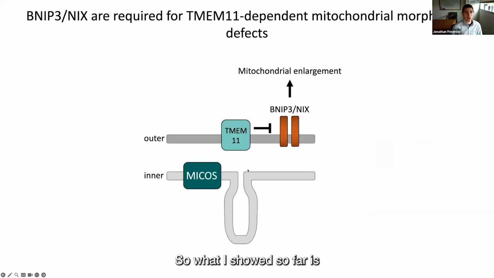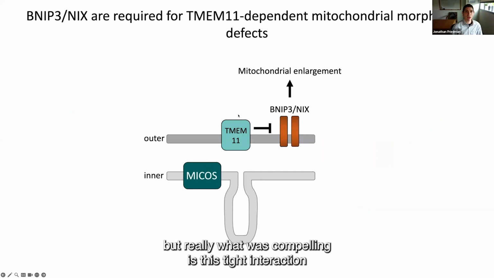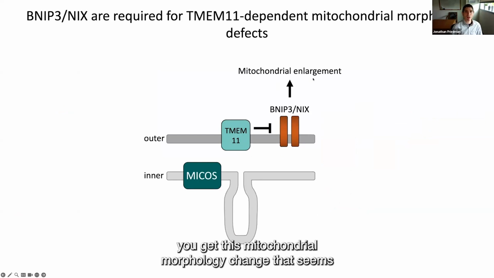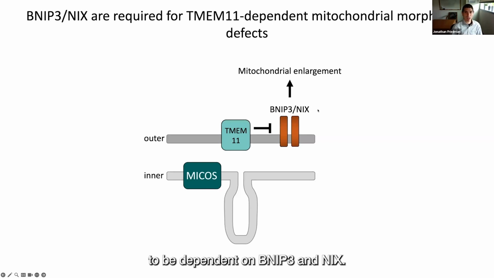So what I showed so far is that TMEM11 is sitting on the mitochondrial outer membrane. It does seem to interact with the MICOS complex, but really what was compelling is this tight interaction that TMEM11 seems to have with both BNIP3 and NIX, and that if you get rid of TMEM11, you get this mitochondrial morphology change that seems to be dependent on BNIP3 and NIX.